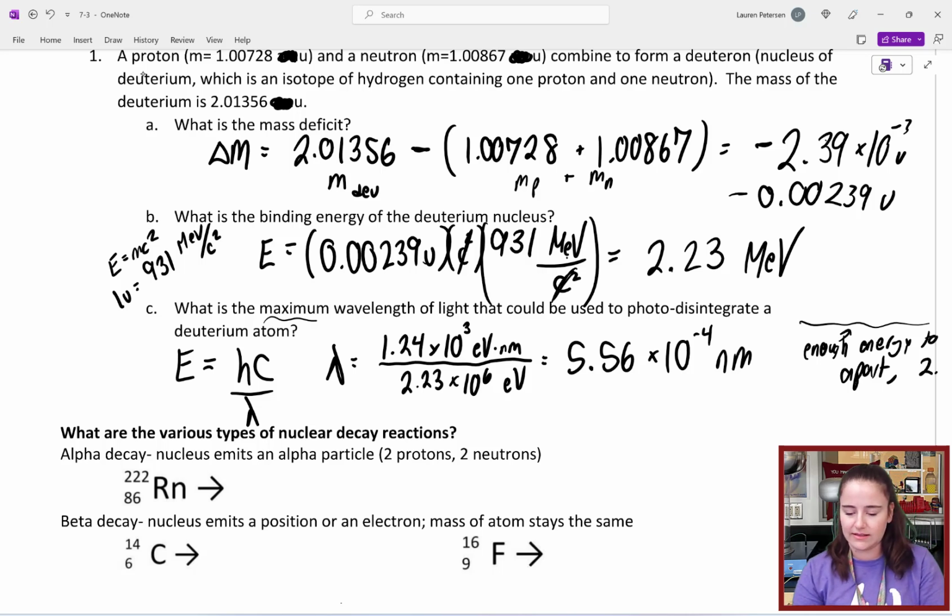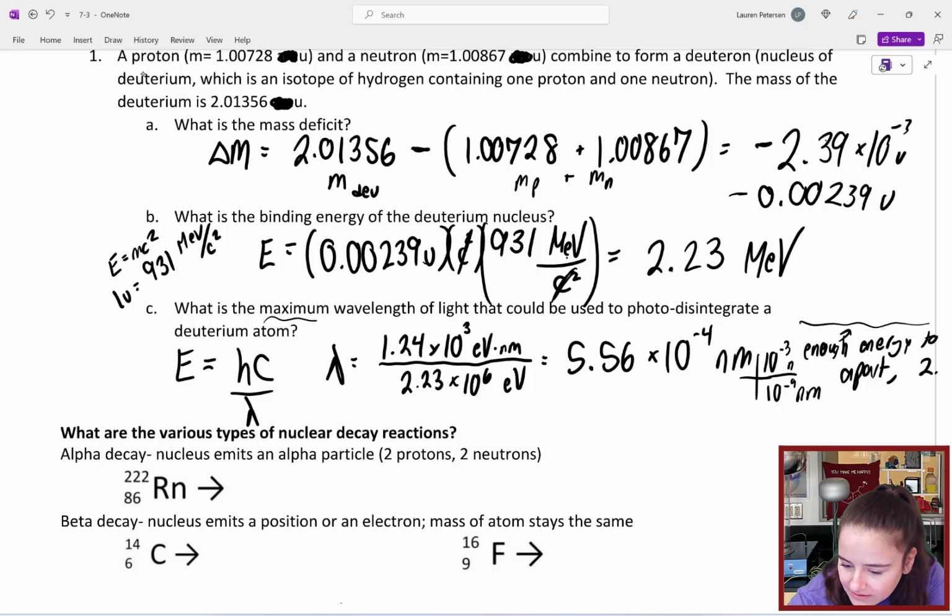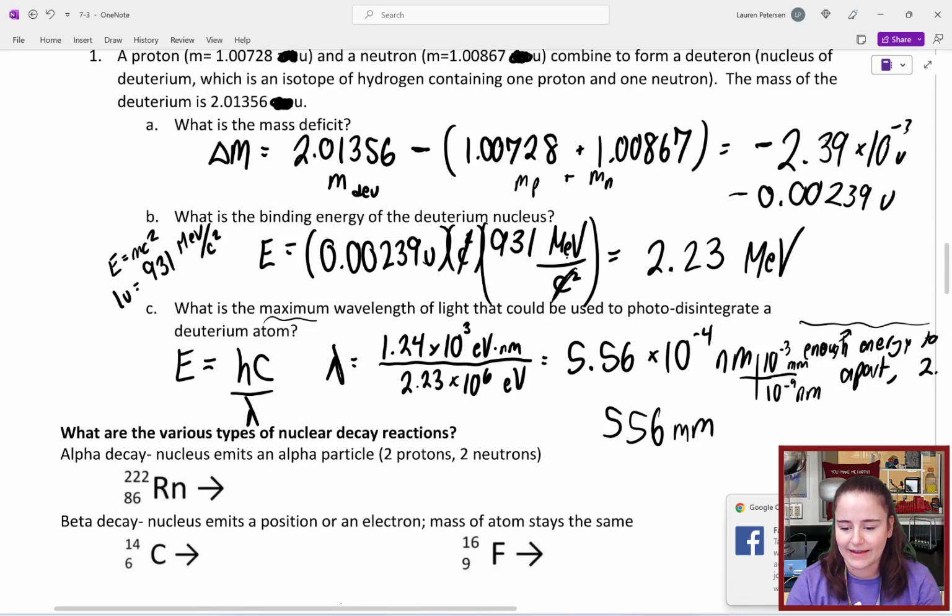Which would be, let's see, let's convert it from nano to milli. We know 10 to the negative 9 nanometers is 10 to the negative 3 millimeters. Do we want to go milli or micro? It's negative 4. I think I'm going to go milli. And then, do I really need to do this in my calculator? Probably not. But sometimes I get a little mixed up, so I like to. Yep, we get 556 millimeters, which is what I expected. Going up by an order of 6, so move that over there.